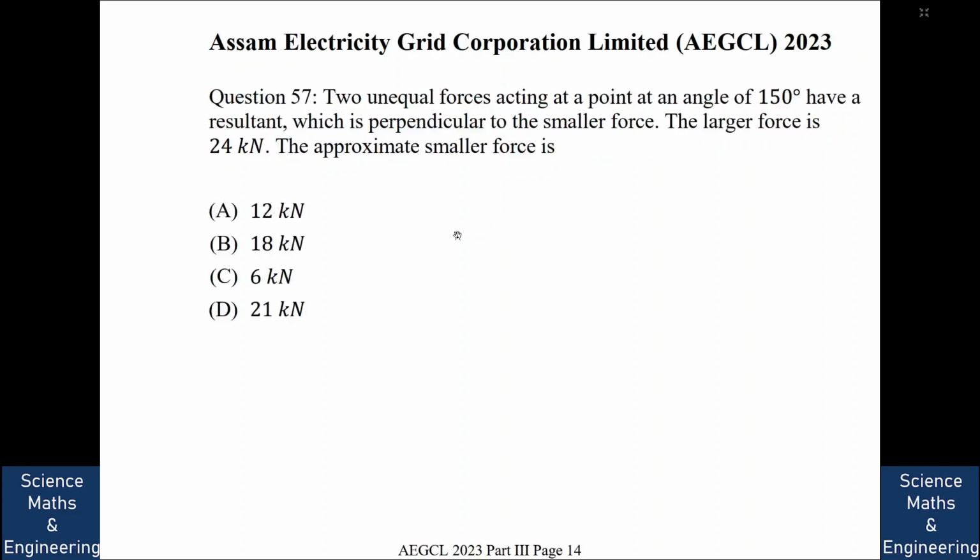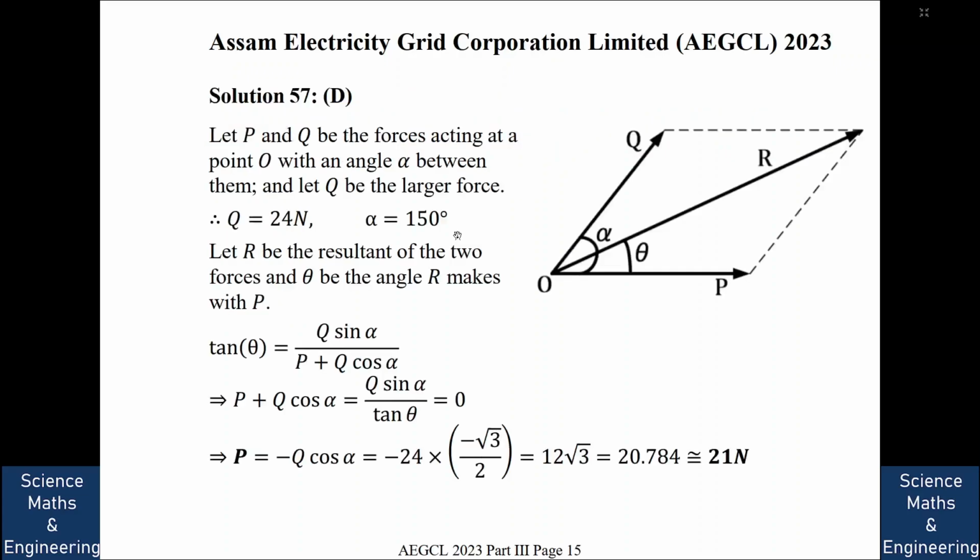Two unequal forces acting at a point at an angle of 150 degree have a resultant which is perpendicular to the smaller force. The larger force is 24 Newton. We need to find the smaller force. Let these be P and Q and the angle between them is alpha, which is equal to 150 degree. Now let Q be the larger force. So R and P have an angle theta, and this theta is 90 degree in our case.